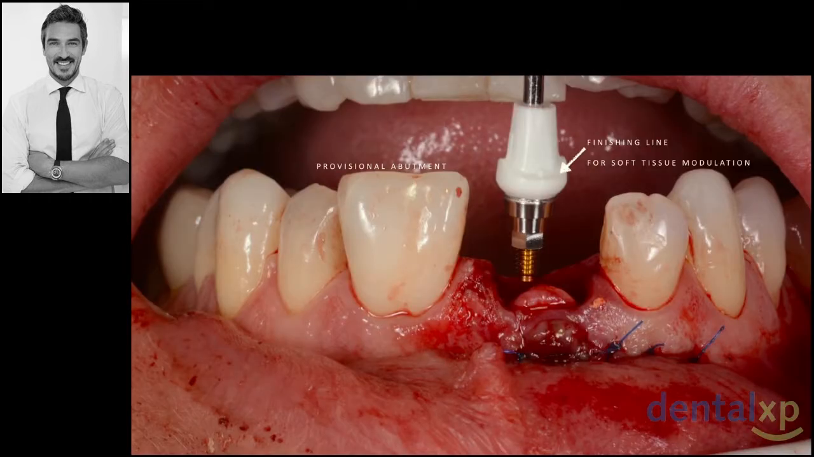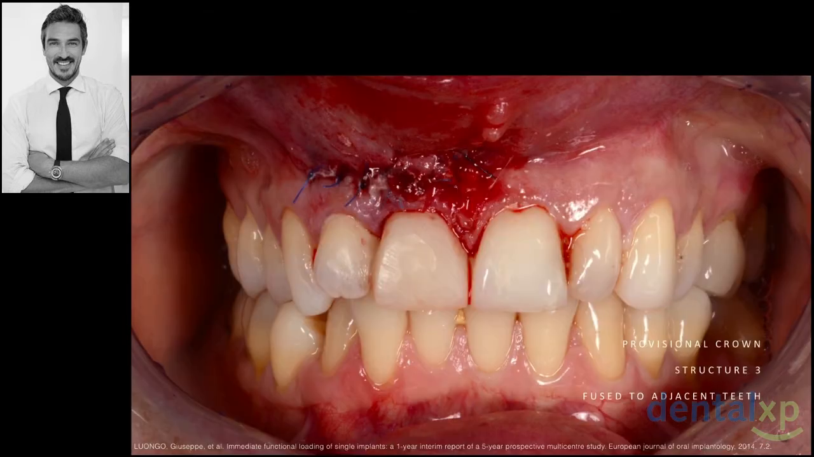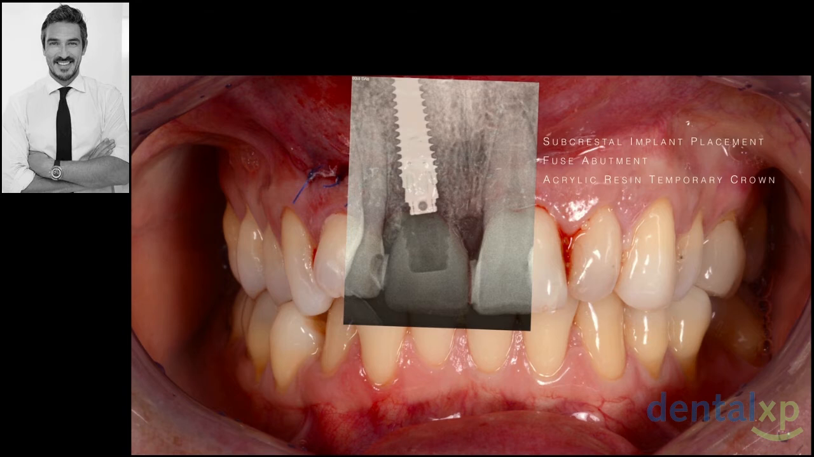So here's that little soft tissue disc that I put in there. And I'm going to go and do my immediate crown, which I took out of occlusion. And here's the X-ray.